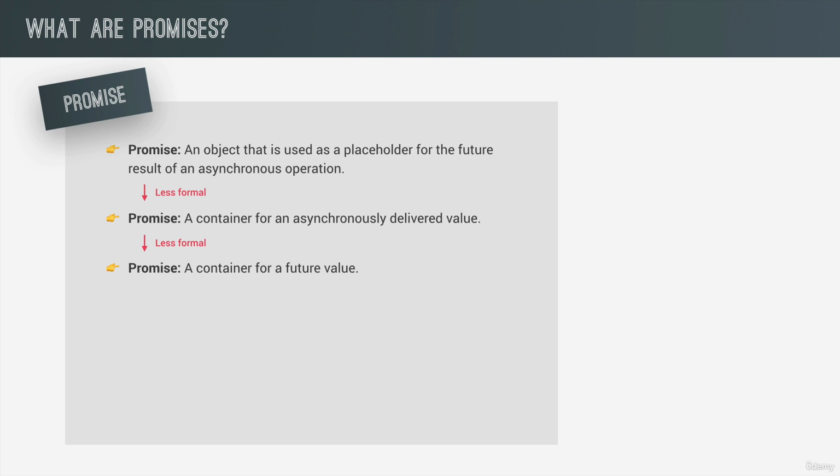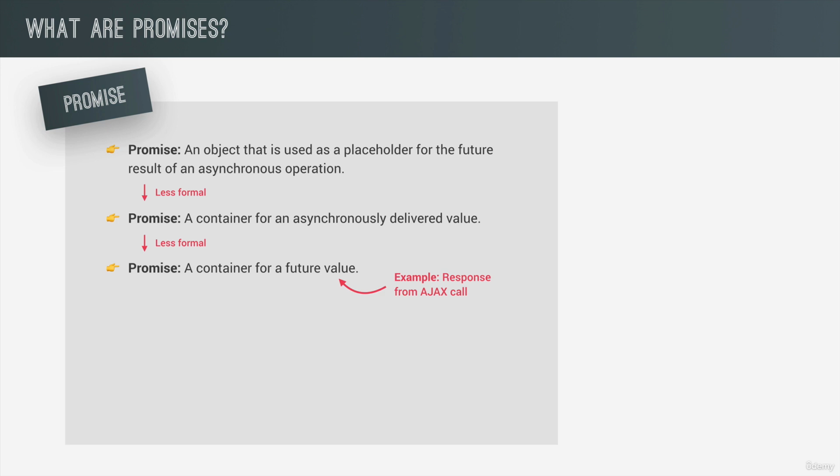And a perfect example of a future value is the response coming from an AJAX call. So when we start the AJAX call, there is no value yet, but we know that there will be some value in the future. And so we can use a promise to handle this future value. And don't worry, this will really make sense once we go back to code.